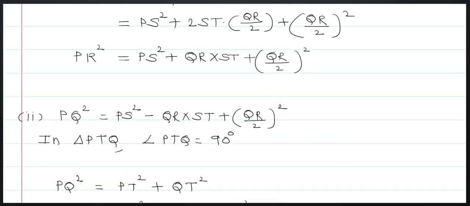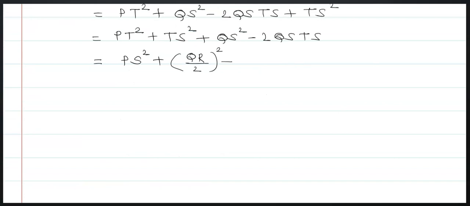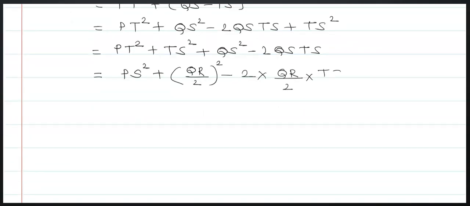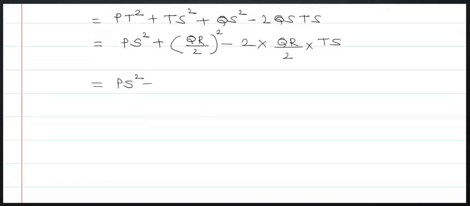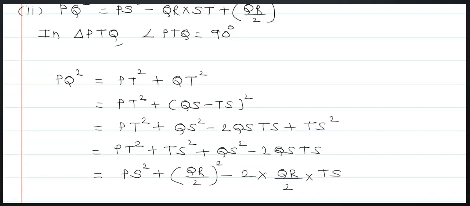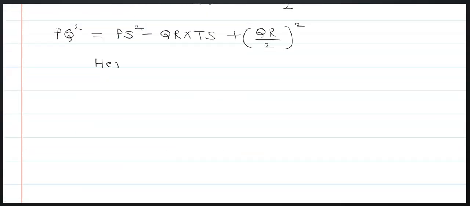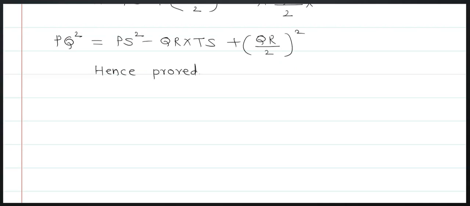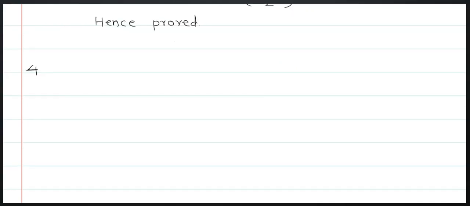Now the next is QS. QS means what? QR upon 2. Again there is a QS, which is QR upon 2, into TS. Therefore PS square minus QR into TS plus QR upon 2 whole bracket square. And this is the second part and hence proof.